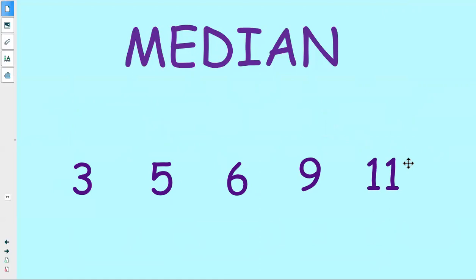There is an odd number of members or odd number of values in this data set. So what's going to be the median? What's going to be the middle number? And it's going to be the number 6. Double check. Two values or members on the right hand side, two values or members on the left hand side, so you know that that's the median. Okay, next slide.